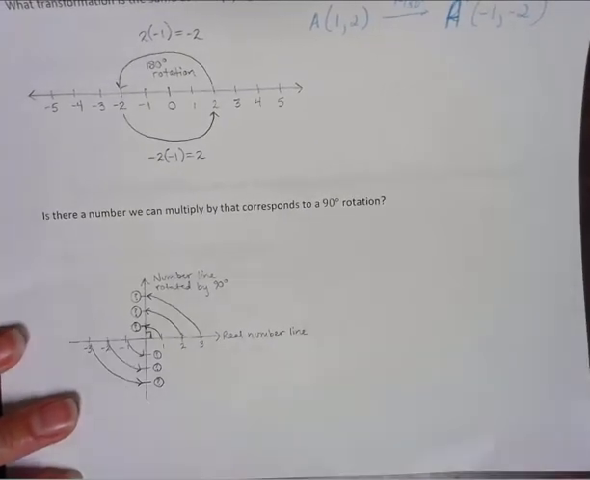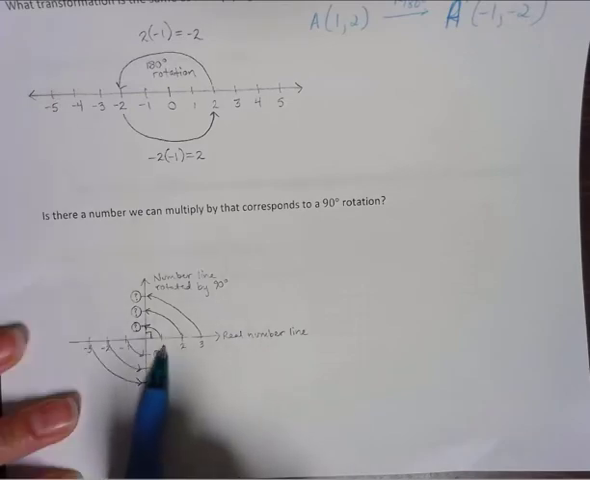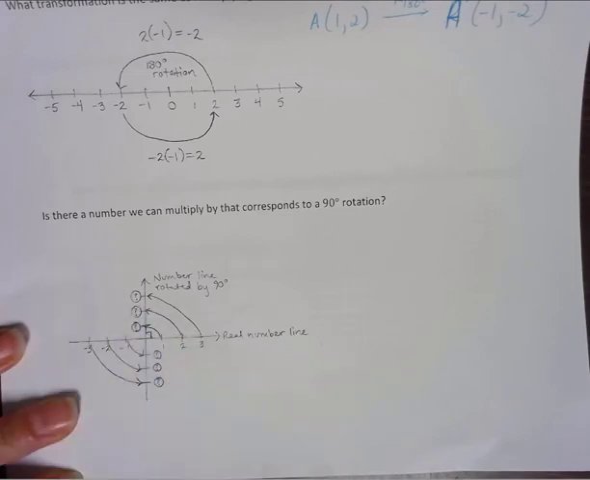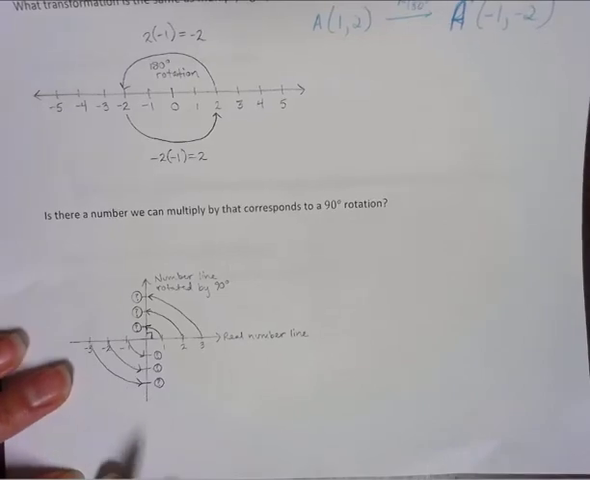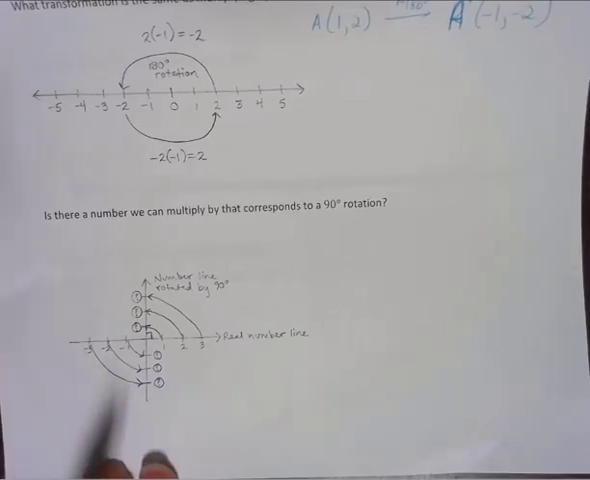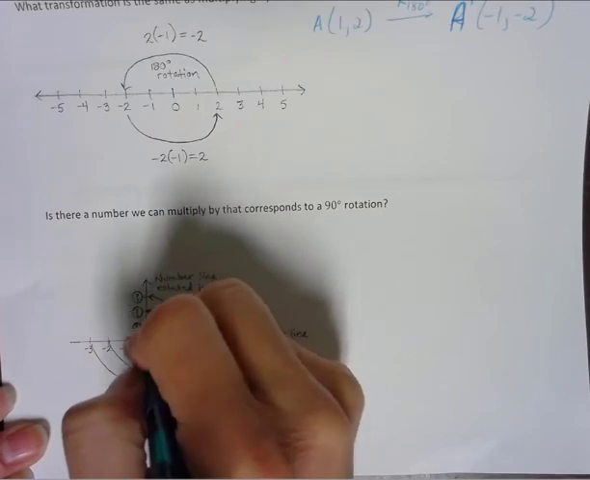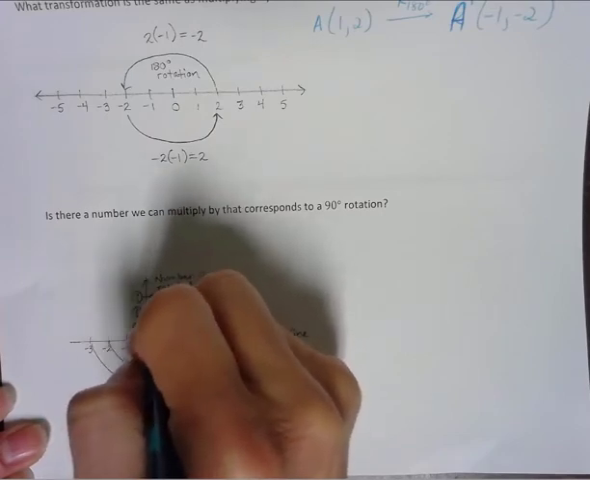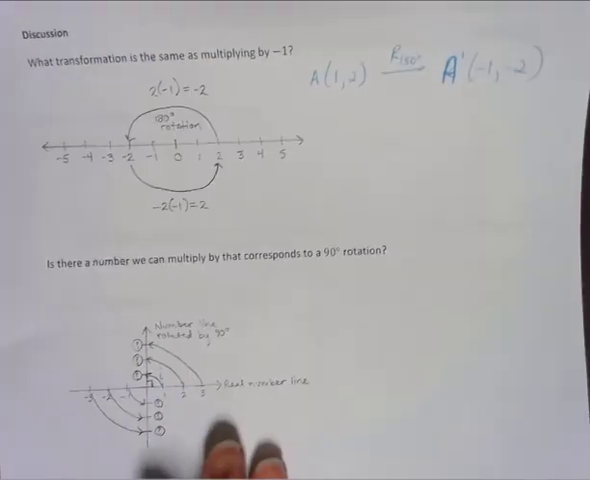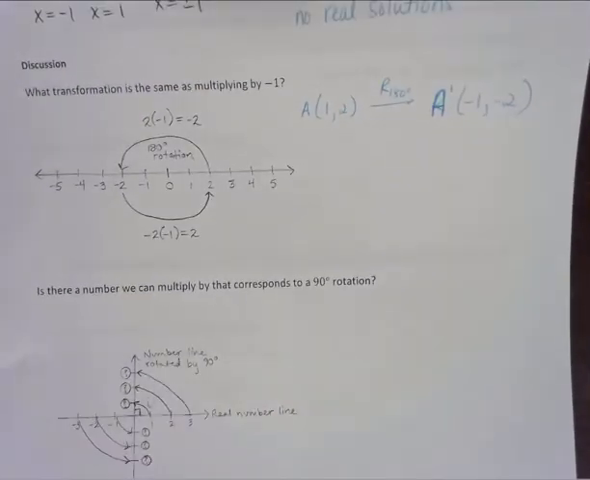Now let's take a look here, and it says, is there some number that we can multiply by that corresponds to a 90-degree rotation? And if you think back to your geometry, you know there's not really any number that corresponds to a 90-degree rotation. And so this is where the imaginary numbers come in. We're going to imagine that some number exists, okay? So we could imagine that if I multiplied to get here, it would be some imaginary value i, okay?